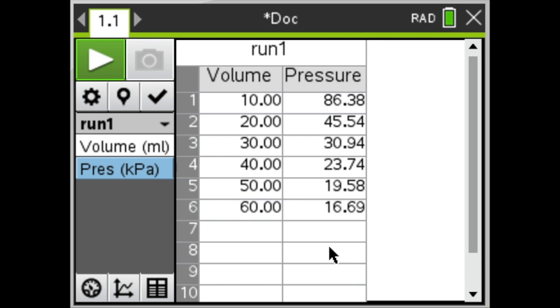Remember, there's several kinds of mathematical relationships. Pressure can be proportional to volume. Pressure can be proportional to the inverse of volume. Those are just the first order. Pressure could be proportional to the volume squared, or it could be proportional to the inverse of the volume squared. So there are some relationships there to explore.